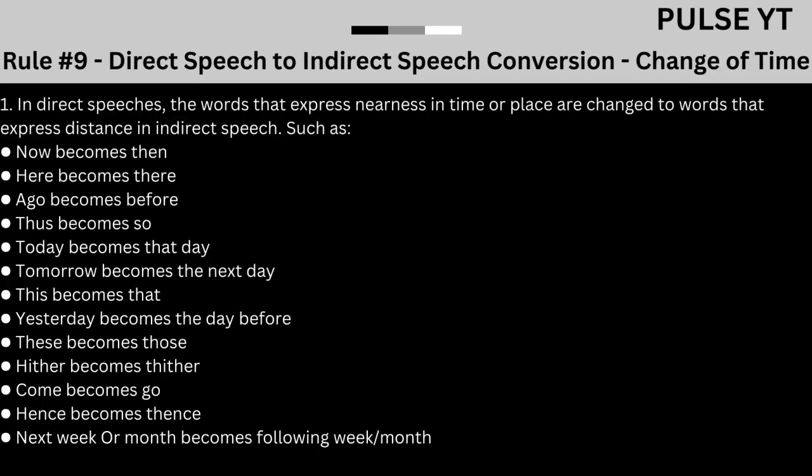Rule number 9. Direct speech to indirect speech conversion. Change of time. 1. In direct speech, the words that express nearness in time or place are changed to words that express distance in indirect speech, such as now becomes then, here becomes there, ago becomes before, thus becomes so, today becomes that day, tomorrow becomes the next day, this becomes that, yesterday becomes the day before, these becomes those, hither becomes thither, come becomes go, hence becomes thence, next week or month becomes following week or month.